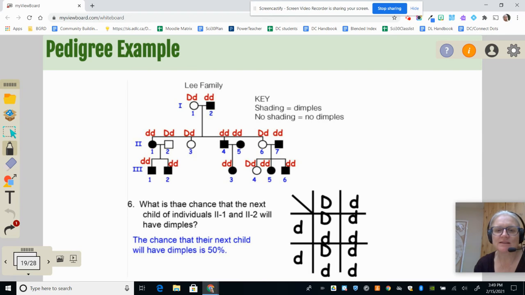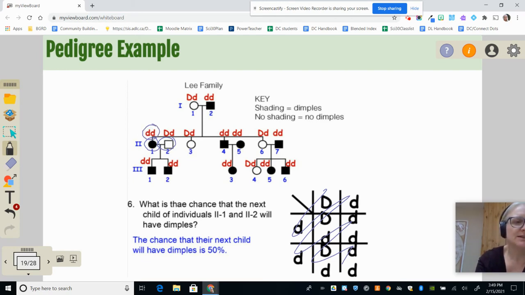So what is the chance that the next child of individuals 2-1 and 2-2 will have dimples? Let's do a Punnett square. This Punnett square is really messed up over here. So let's do a Punnett square for these 2 individuals.